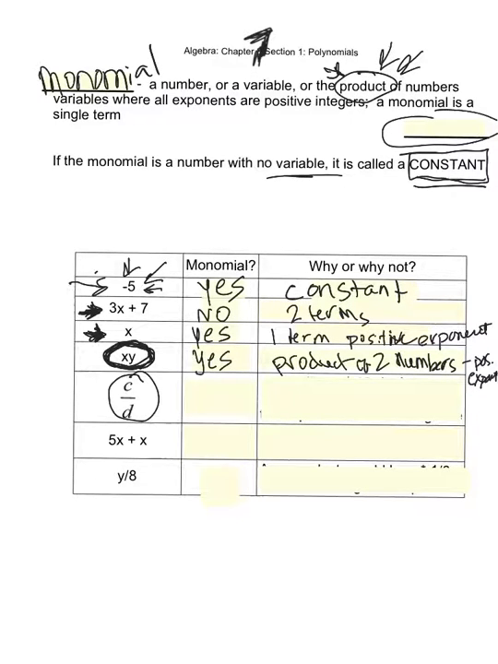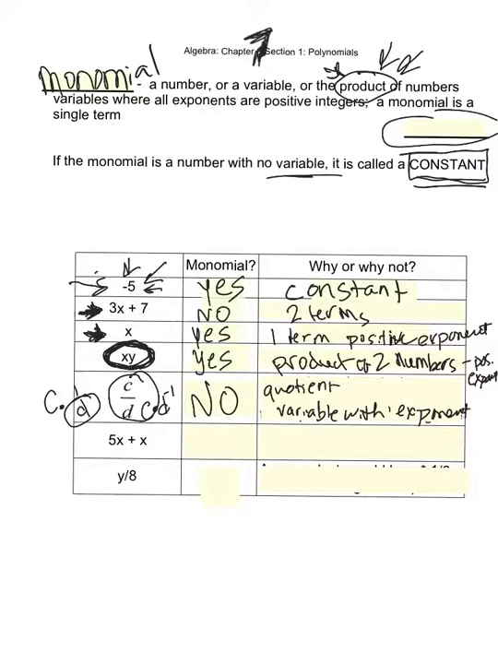All right, let's look at this one. I can rewrite it as a multiplication: c times 1 over d. What about then? No, because 1 over d is actually d to the -1 power. So because it has a variable in the denominator, it cannot be, because it's a quotient, not a product. And if you did make it as a product, it would have a variable with a negative exponent.